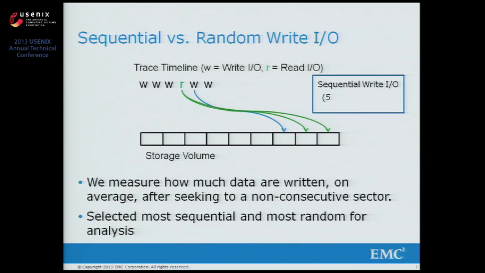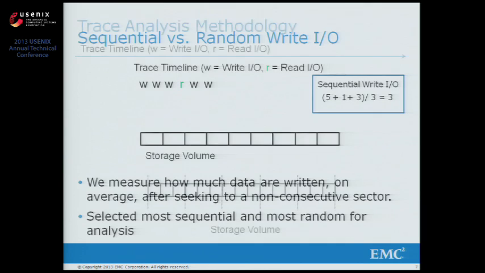And then we had another random seek, and we have a write, and another random seek, and so we've finished the write of length 1. Now we're considering the write of length 3, and we're at the end of our trace period, and so that's also a sequential write of length 3. And so on average, our metric would say this has a score of 3. So we selected the most sequential and the most random traces for separate analysis.